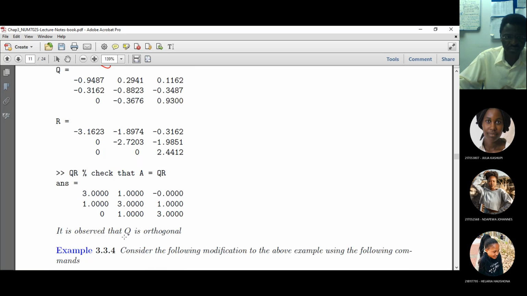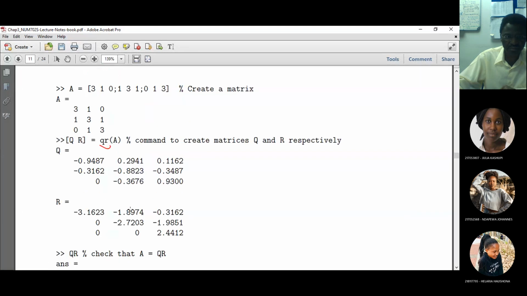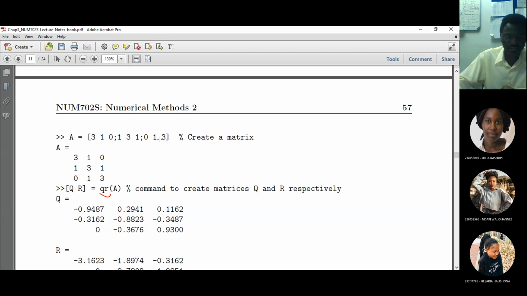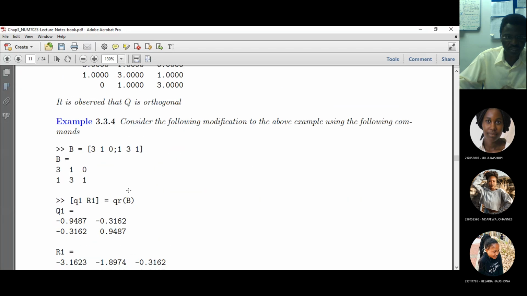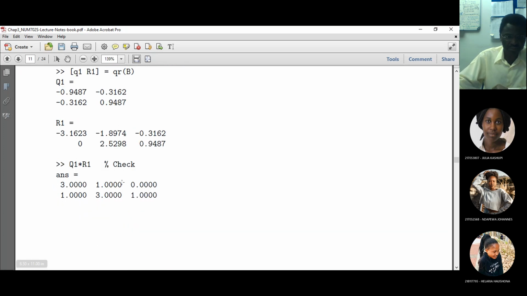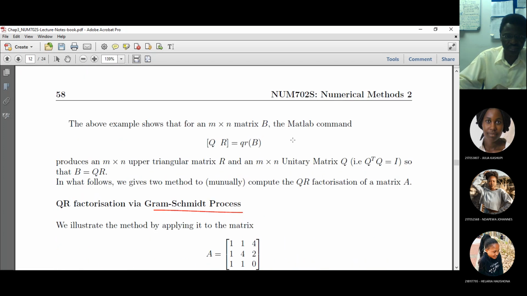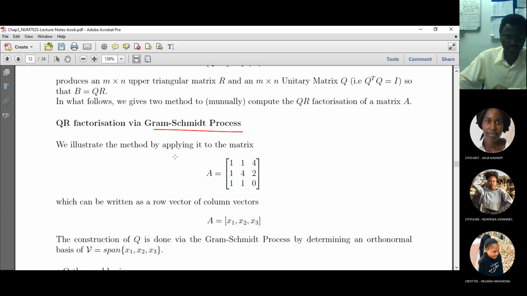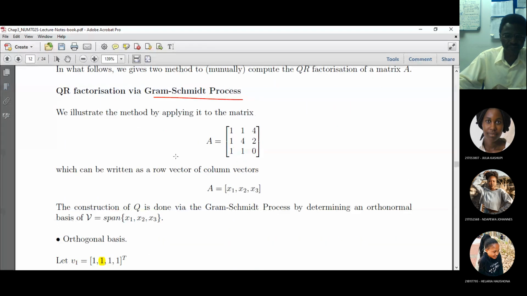And you can check to see that if you multiply your Q by R, it returns the original matrix A. This one. And that is exactly what you have here. But you will not waste time on that. You can read your note and perform all these operations yourself. But what we are going to do next is the QR factorization using Gram-Schmidt's process.